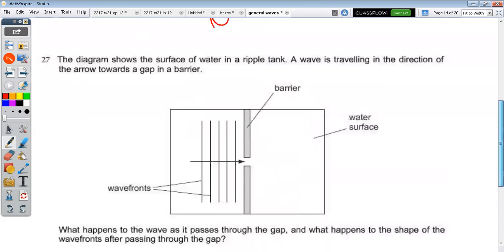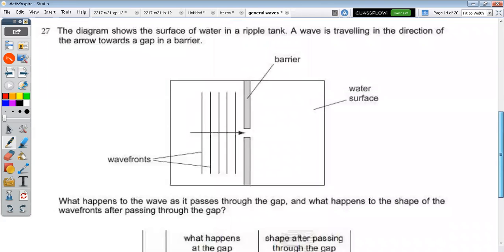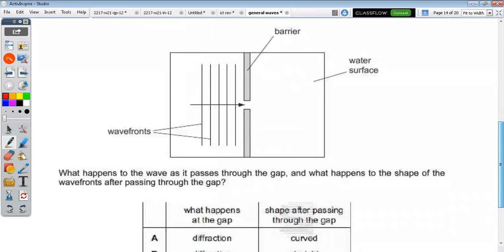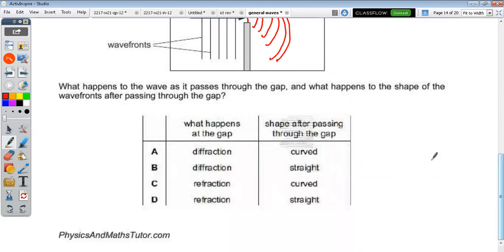Now, the diagram shows, we talked about it, what happens as the wave passes through this gap. If you look at this gap here, it's almost equal to the wavelength. So that's why we've got maximum diffraction. That's what it is. Last time. Maximum diffraction. Clear.